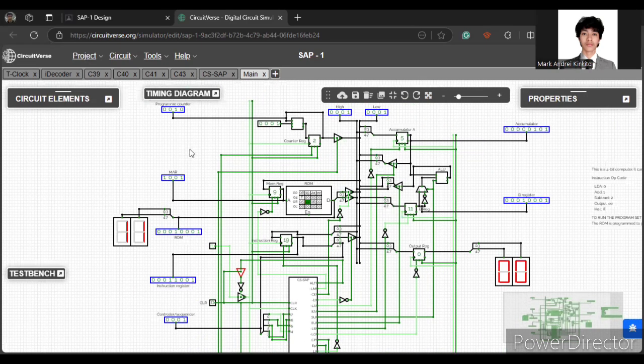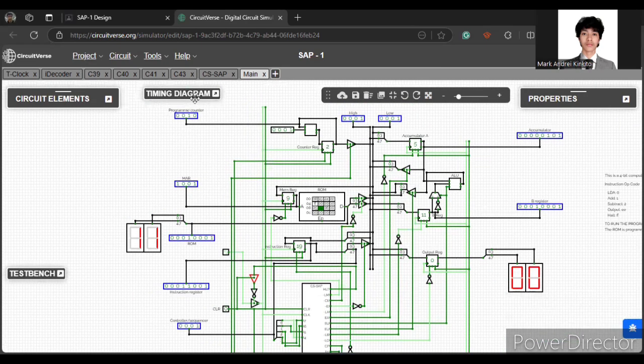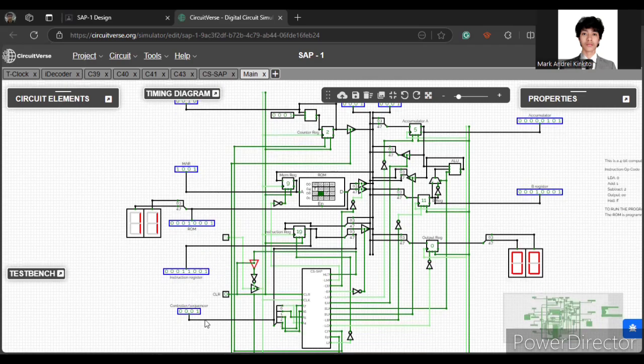So the process is basically like this. The MAR takes the program counter and the program counter increments. MAR then takes the value of the ROM, and then the ROM sends it to the instruction register, and then the controller sequencer is based here. So as you can see, 0001 is the same as here, and then the first one here is the MAR. So you can see 1001.